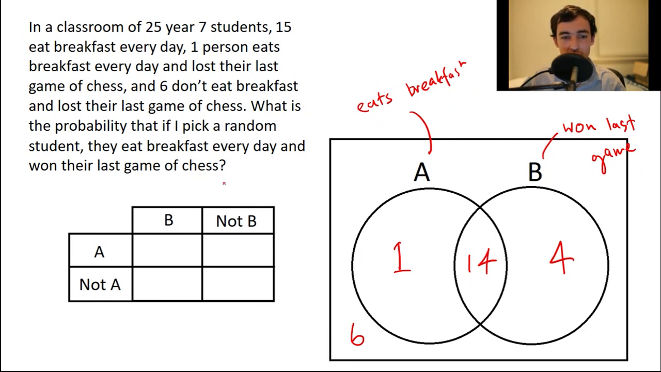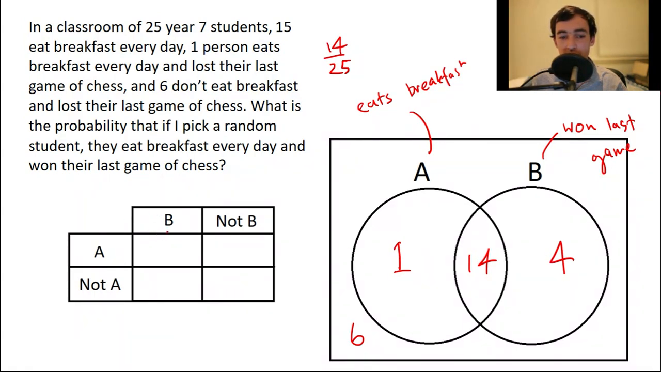Okay, so what's the probability that if I pick a random student, they eat breakfast every day and won their last game of chess? That's in the middle here, eating breakfast and won last game. Okay, so that's the 14. 14 students are in that category. 14 out of 25 students. So that's the probability. But I want to show you how we can do that, and we've done questions like this from previous videos, but I want to show you now what this actually means.